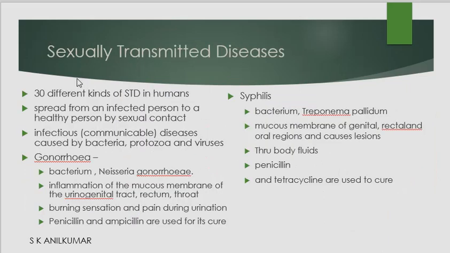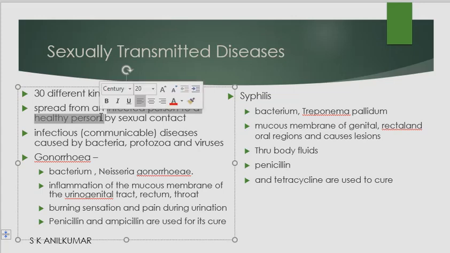Now, there are sexually transmitted diseases. There are 30 different kinds of diseases known in humans. They spread from infected person to healthy person by sexual contact. It is an infectious, communicable disease and it is caused by bacteria, protozoa, viruses, etc.